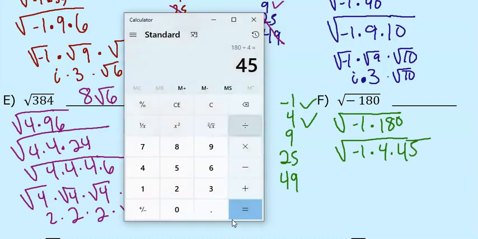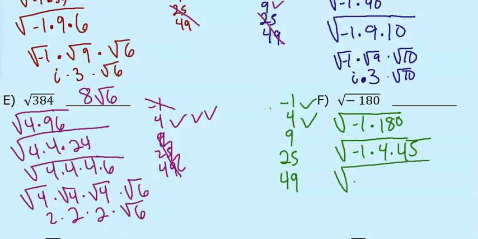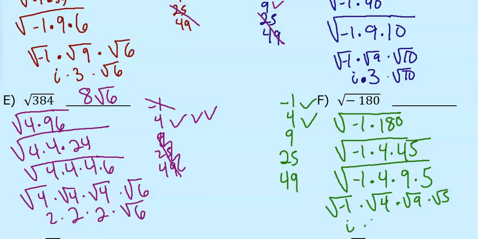Okay, if you divide 45 by 4, you get a decimal, so let's go on to the next number, 9. 45 divided by 9 gives you 5. So we have -1 times 4 times 9 times 5. 5 can't be reduced anymore, so let's go ahead and evaluate each of these perfect squares. So we have i times 2 times 3 times the square root of 5. 2 times 3 is 6, so your simplified expression is 6i square root 5.